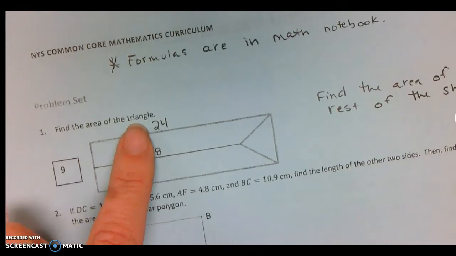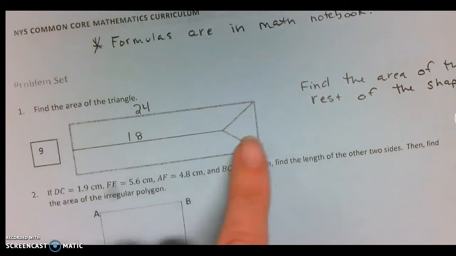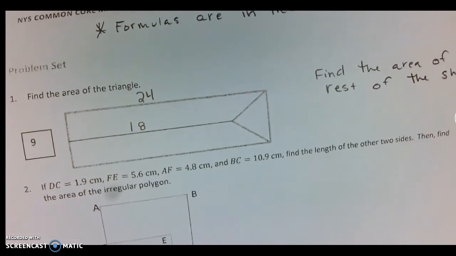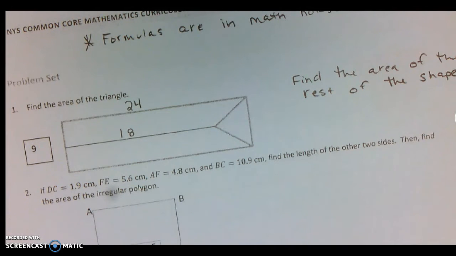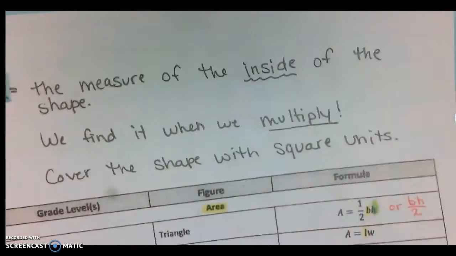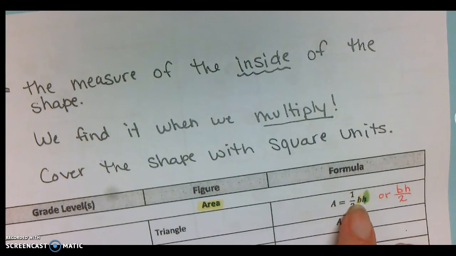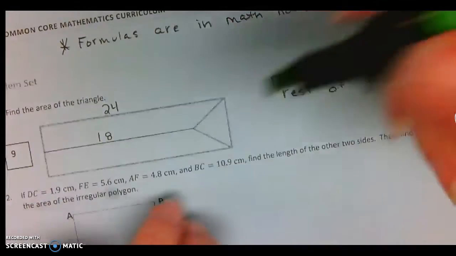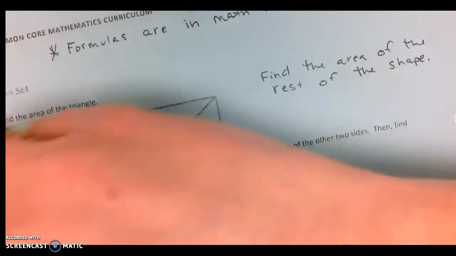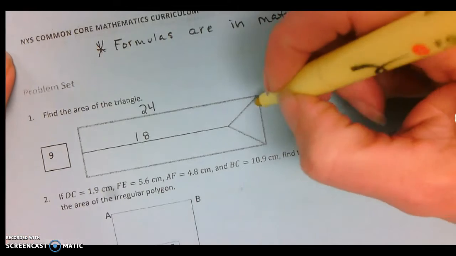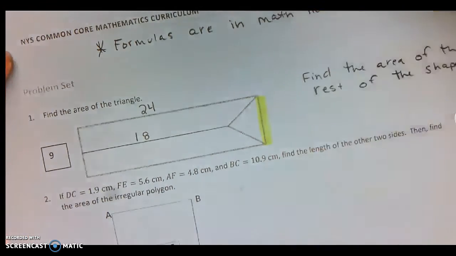For number 1, they want us to find the area of the triangle. Over here is our triangle, and it doesn't have any base or height measurements, so we're going to need to figure that out. I know a triangle is half the base times height, or base times height divided by 2. Here is the base, and we usually use yellow, but you don't have to highlight if you don't want to. Here is the base of my triangle.